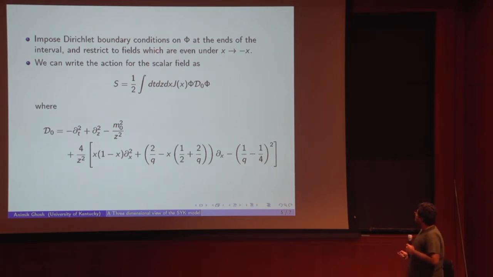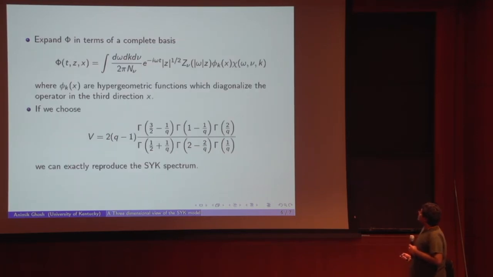And if we restrict ourselves to even modes, we can perform an integration by parts to write down the scalar field action in this form, where this D0 is just the AdS2 Laplacian plus a hypergeometric operator in the third direction. So in order to diagonalize this operator D0, we carry out the following mode expansion, where these Z nus are the same Z nus which appeared in the SYK propagator, and these phi_k are the hypergeometric functions which diagonalize the third direction. And it turns out that if we choose this particular value of V, we exactly reproduce the SYK spectrum.